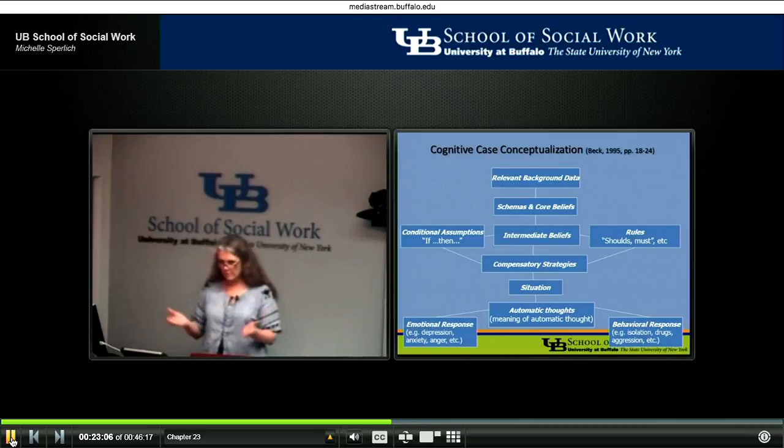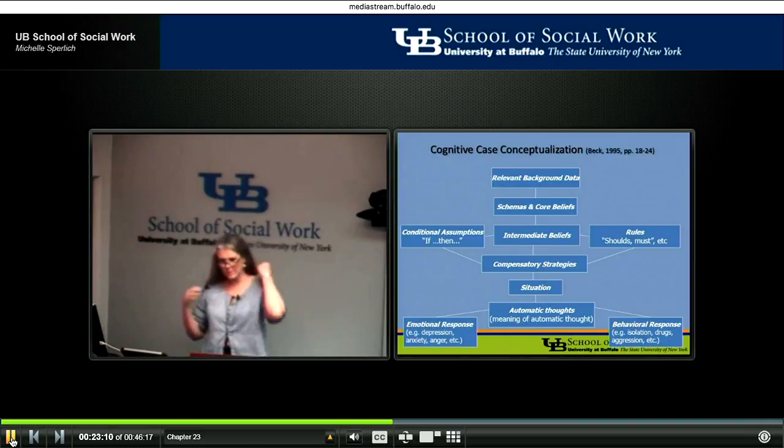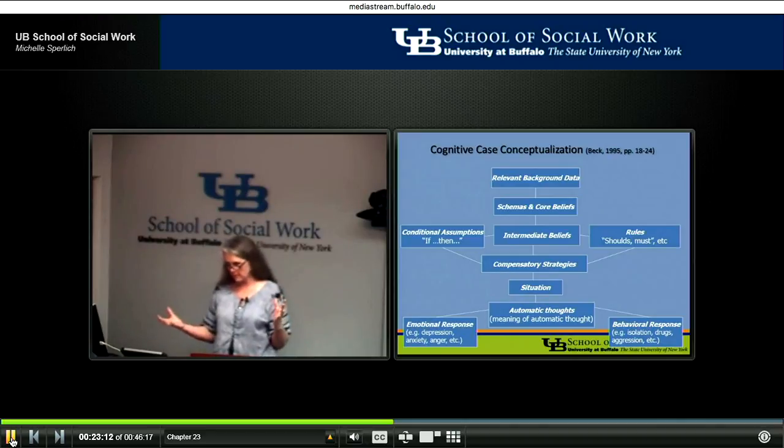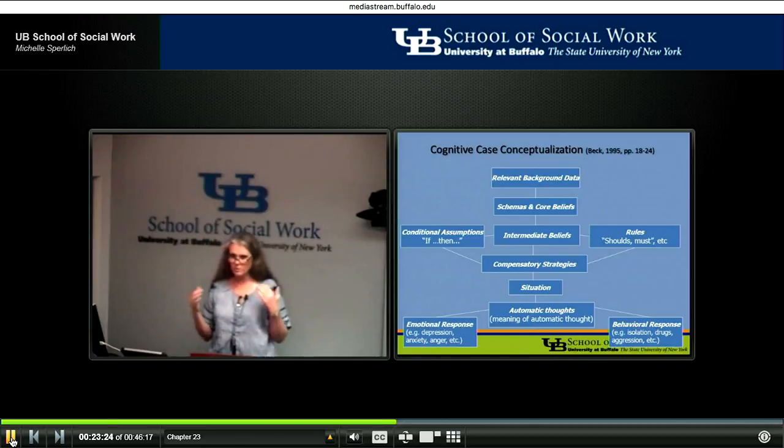And then what are the compensatory strategies that your client has developed to deal with this whole system of belief that they have, right? And then you have to drill down to, well, what's the specific situation that we want to talk about? And then when you're talking about that specific situation, you can get at what are the automatic thoughts that pop up when dealing with that situation, and what's the meaning of that automatic thought, right?